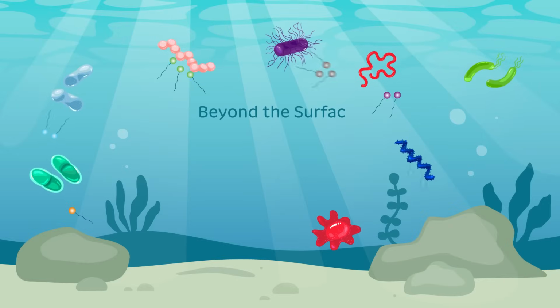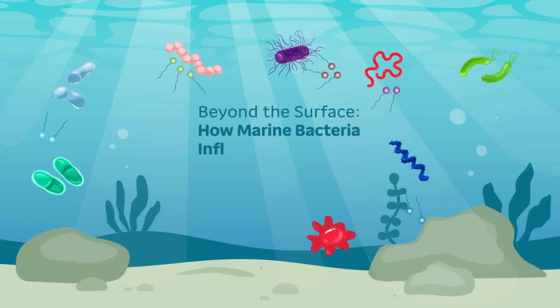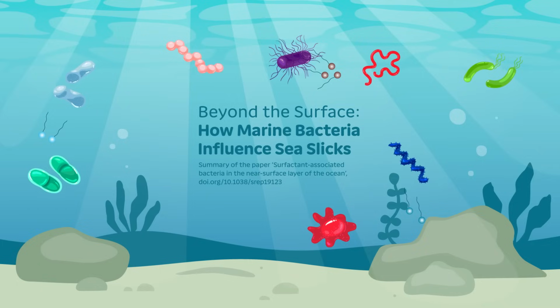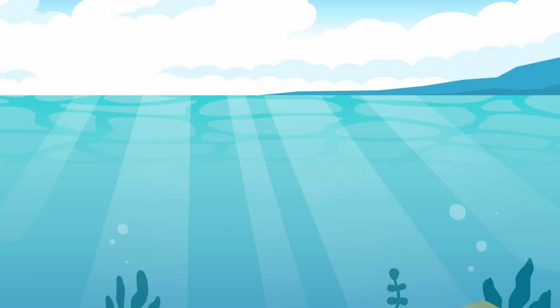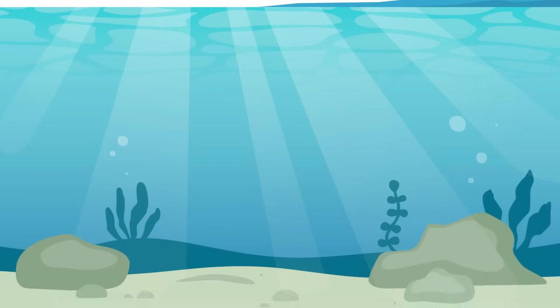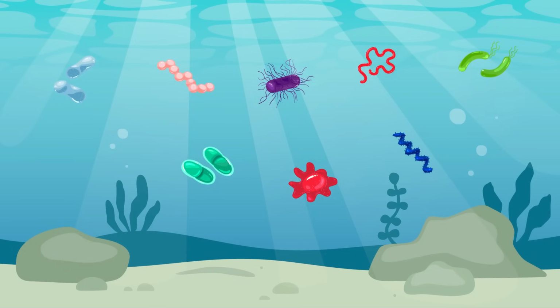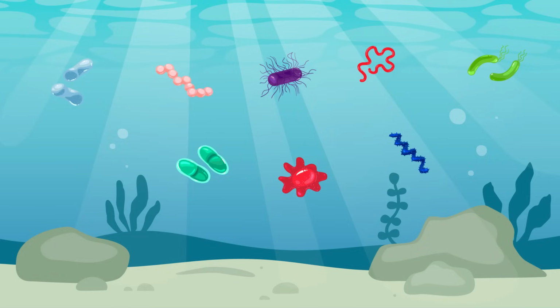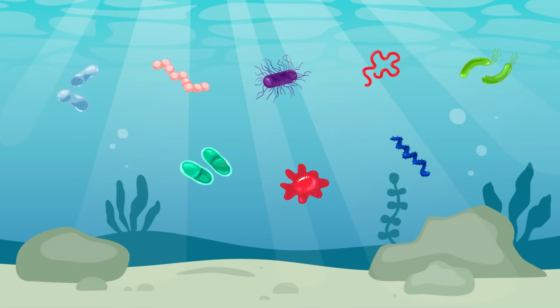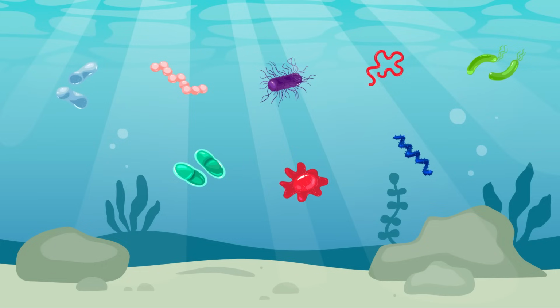Beyond the surface, how marine bacteria influence sea slicks. The surface layer of the ocean, teeming with microscopic life, plays a crucial role in global processes such as climate regulation. Marine bacteria in these layers are of particular interest to scientists due to their impact on various oceanic processes.